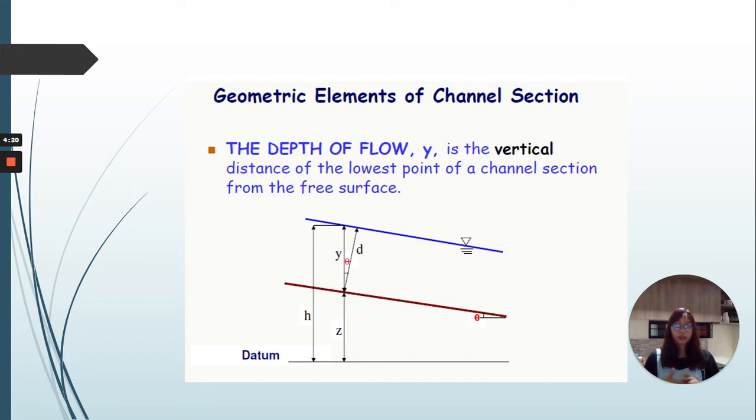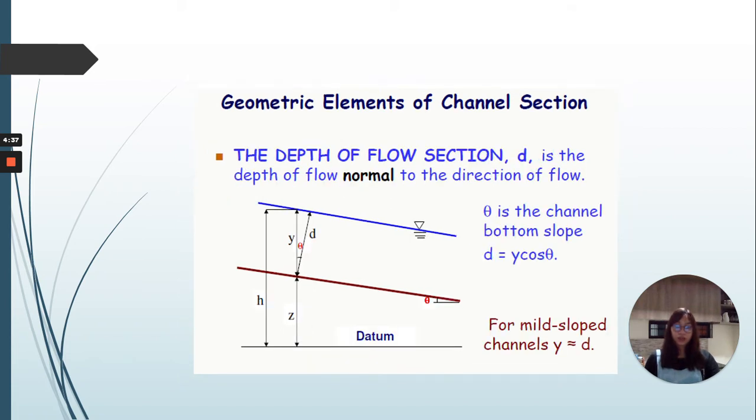The depth of flow y is the vertical distance of the lowest point of a channel section from the free surface. You can see the y there in the illustration. And also the depth of flow section d is the depth of flow normal to the direction of flow, and theta is the channel bottom slope, where d is calculated as d is equal to y cosine theta. And for mild slope channels, y is approximately equal to d.